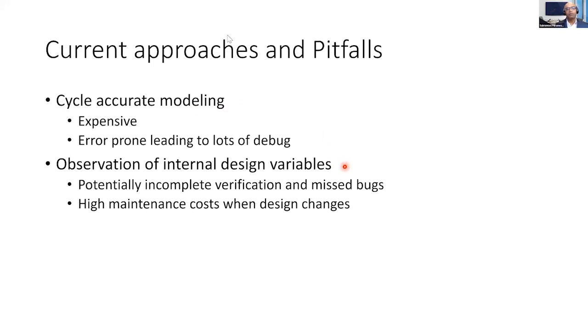Observation of internal design variables hinders true verification. It could lead to potentially incomplete verification and missed bugs. Furthermore, it reduces test bench adaptability to changes in design. Instead, in this presentation, we will propose a different approach to address this problem by modeling the inherent uncertainty of read outcomes in the presence of concurrent and parallel writes and reads.